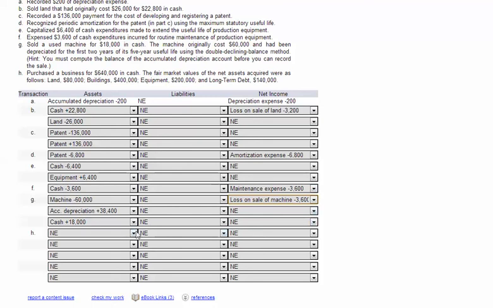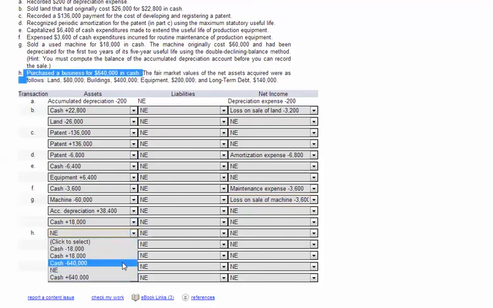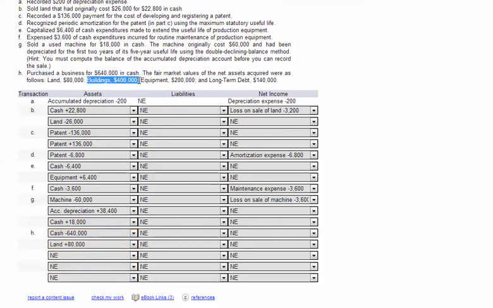Okay, the very last thing that we have here is we purchased a business for $640,000 cash. So anytime we pay cash, we credit cash, where we reduce our assets by $640,000. Fair market values of the assets acquired were land, $80,000, so we can increase our land by $80,000, which is an asset. We can increase our buildings by $400,000.